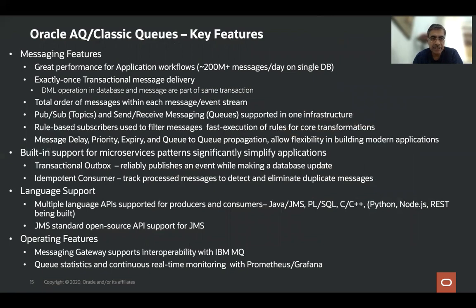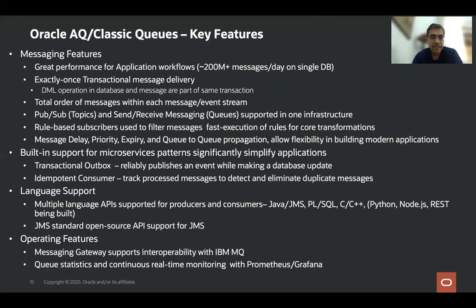Some of the key features, I think I've talked a little bit about AQ key features and its performance, right? So again, exactly once, total ordering of messages. Again, the contrast of total order versus per partition order, PubSub of topics, right? And then the built-in support for microservices. Let's talk a little bit about transactional outbox, which is this ability to write into a table and send a message within a transaction, right? And idempotent consumer. The consumer then is already guaranteed that the messages will be delivered exactly once. It doesn't have to go redo and eliminate duplicate messages.